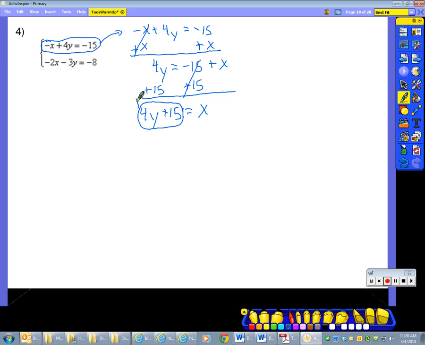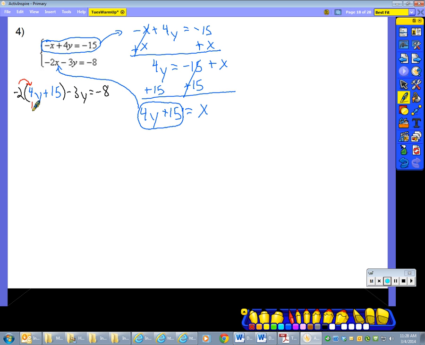So what I can do with all this stuff is I can sub it in for x. So I'm going to color code it. You can see what this equation looks like. I've got negative 2 parentheses, and in parentheses I'm going to sub in 4y plus 15. Let me close the parentheses. Minus 3y equals negative 8. And now what I can do is I can just do distributive property and solve, find out what y equals.